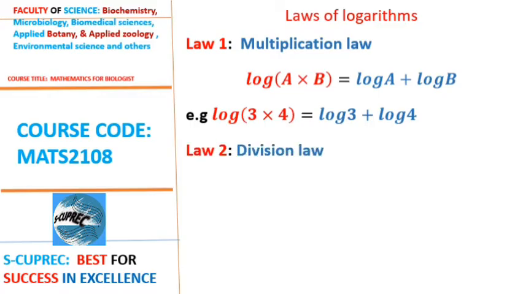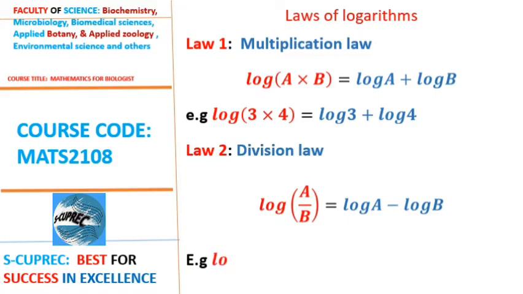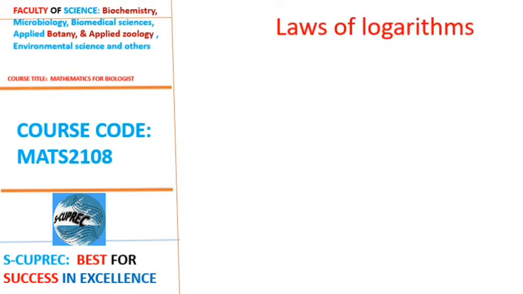Law number 2, the law of division. Generally, if we have the log of a divided by b, it should be the same as the log of a minus the log of b. Okay, please take note of that. It's as simple as ABC. For example, if you have the log of 7 over 5, it should be the same as the log of 7 minus the log of 5. Please, you can punch this on your calculator to ensure that the left hand side equals the right hand side. Okay, let's look at the laws of logarithms.